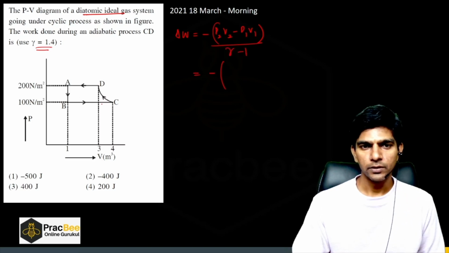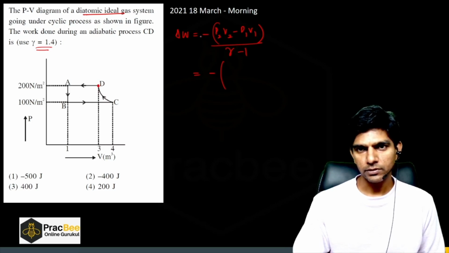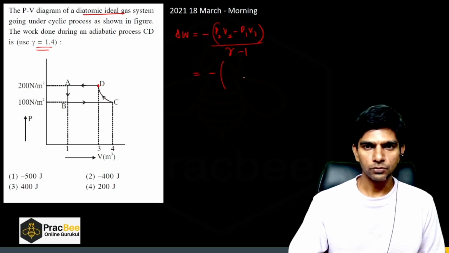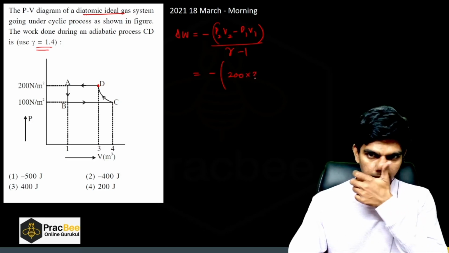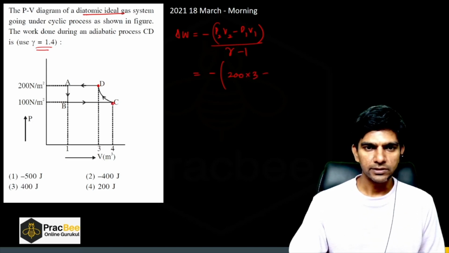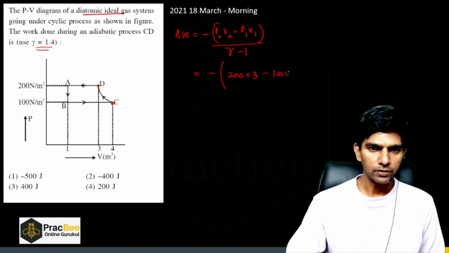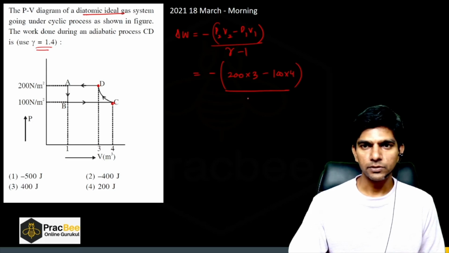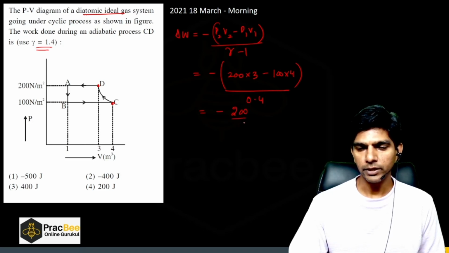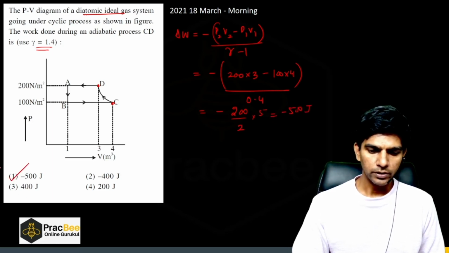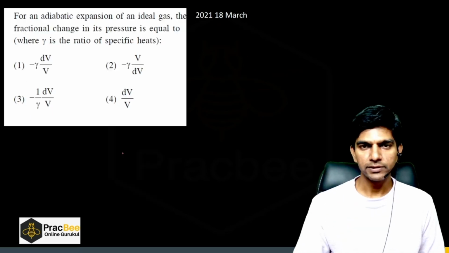So let us put the values. State D is nothing but state 2, right? So here P2 is 200 and V2 is 3, and P1 is state C, which is 100, and V1 is 4, divided by gamma minus 1, so it becomes 0.4. So in the numerator we have 600 minus 400, which is 200, right? And in the denominator we have 2 by 5. So this is minus 500 joules. So option 1 is the right answer. Right. So now let us see another question.